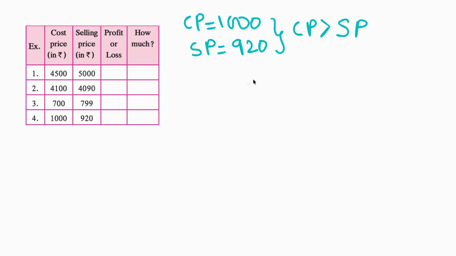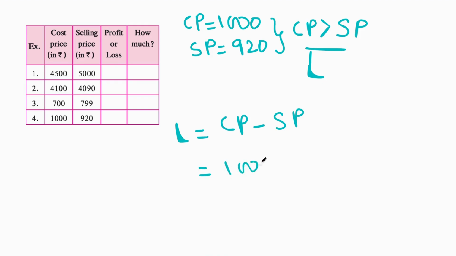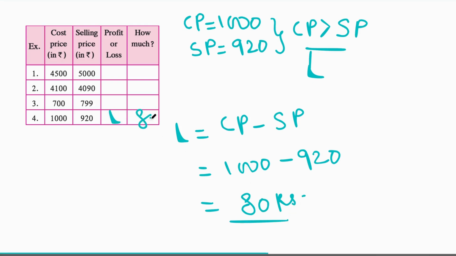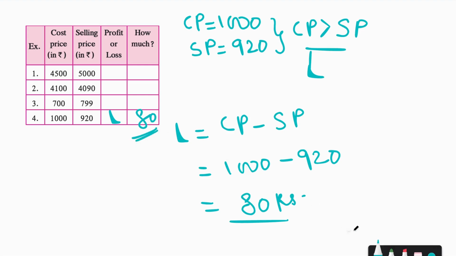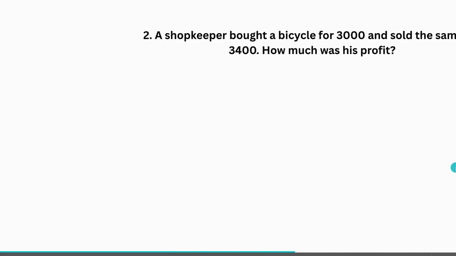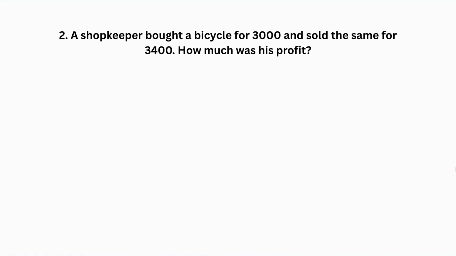So we will be using the formula for loss, right? So loss equals cost price minus selling price, which gives us 1000 minus 920 equals 80 rupees, right? So there was a loss of 80 rupees in the last question. Hope you guys understood this. Now let's move on to the word problems.